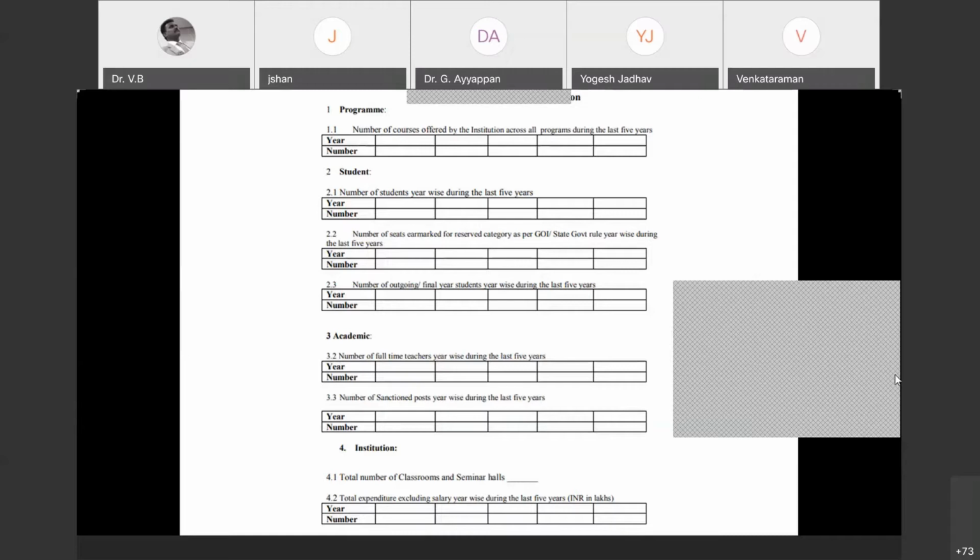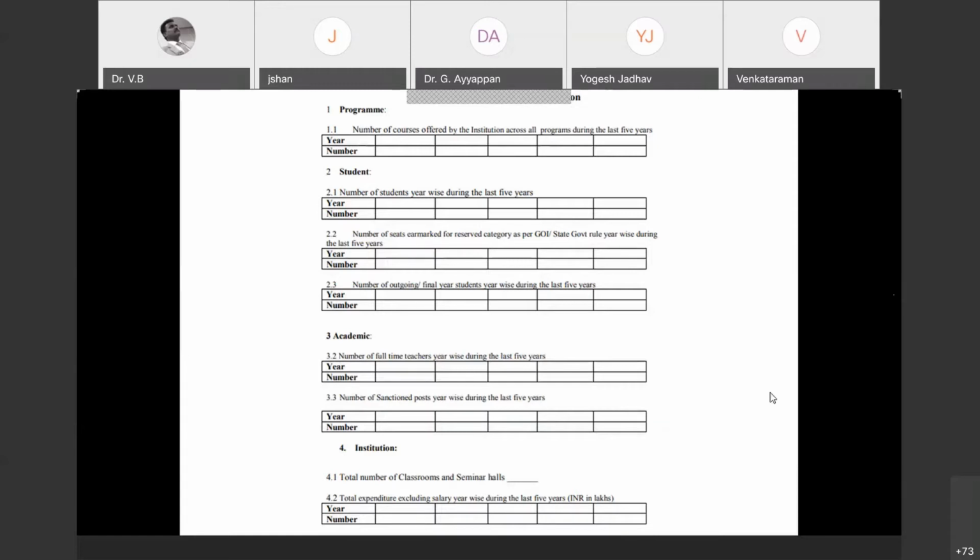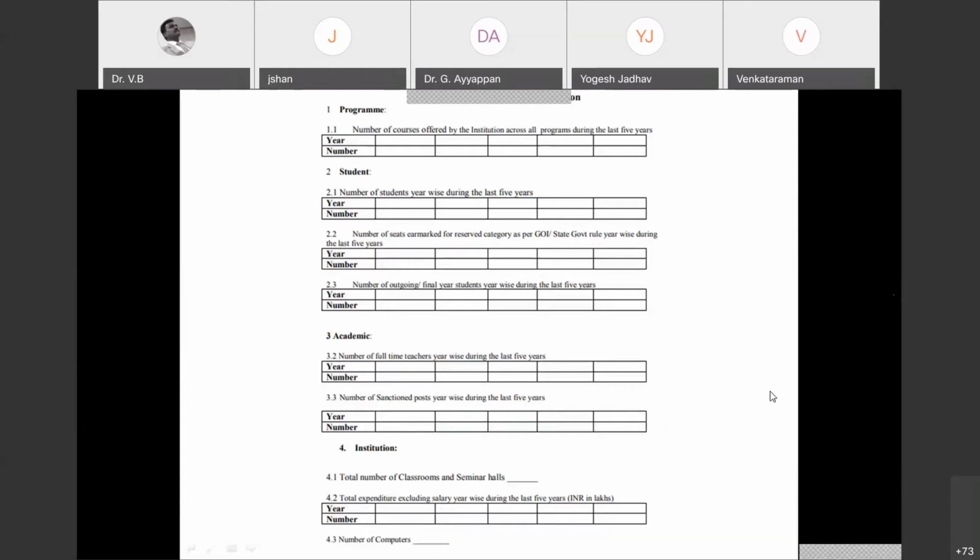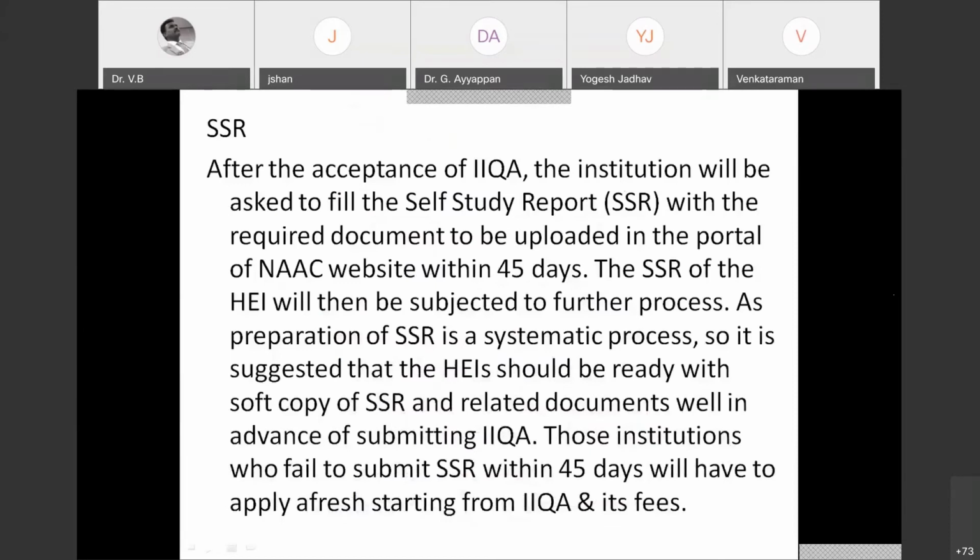And in the fourth criteria regarding the institution, they are asking total number of classrooms with seminar halls, total expenditure excluding the salary year-wise during the last 5 years, and also the total number of computers available in your institution. So you have to enter the data for that. And these are the data that are required under the extended profile of the institution. So once this is done, we are moving on to the SSR.